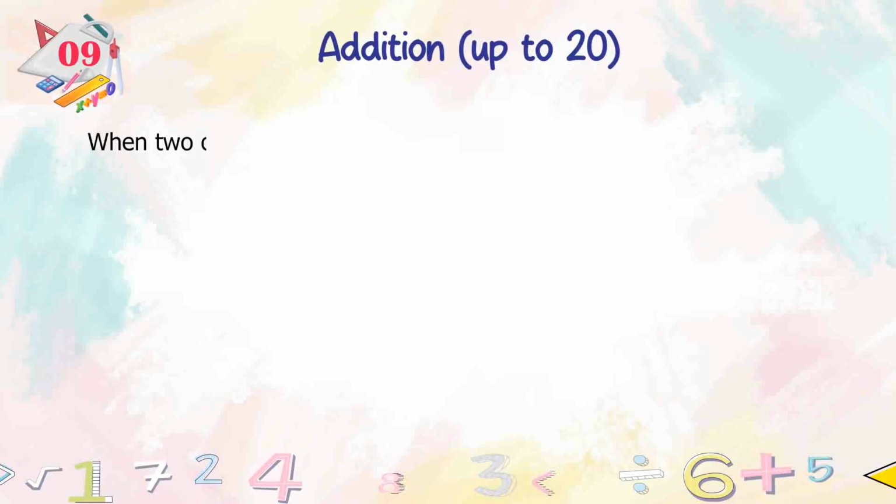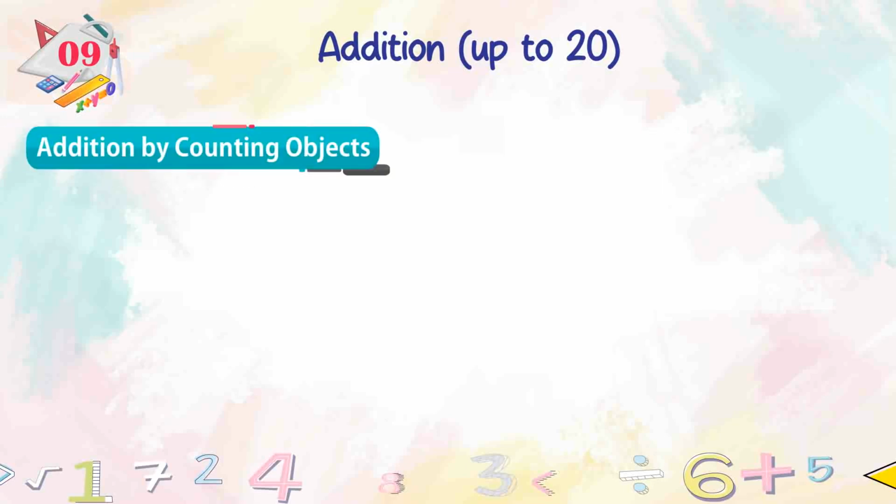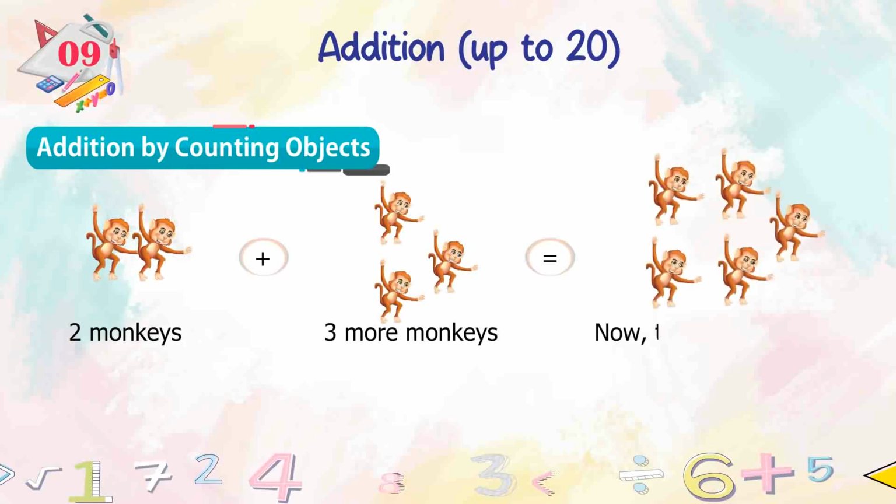Chapter 9. Addition, up to 20. When 2 or more things of the same kind are taken together, it is called addition. The result is known as sum. Addition by counting objects. 2 monkeys plus 3 more monkeys is equal to. Now, there are 5 monkeys.